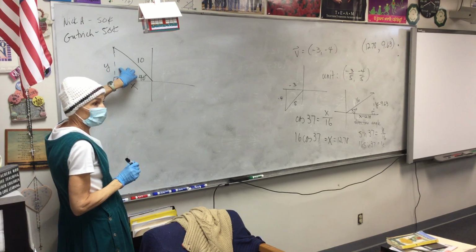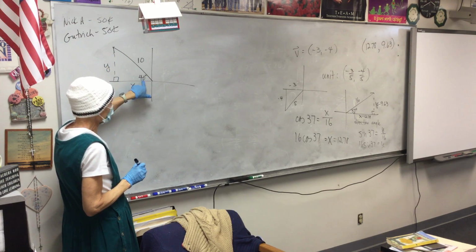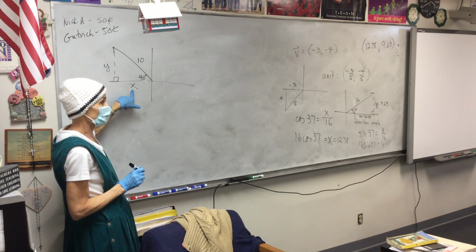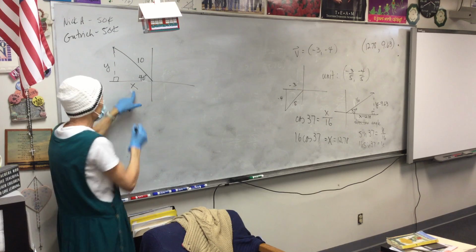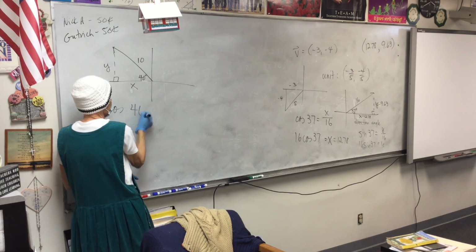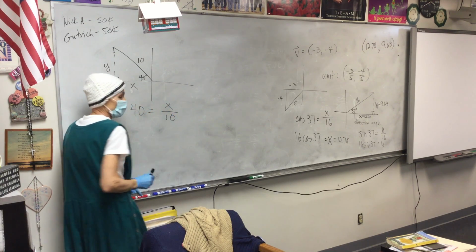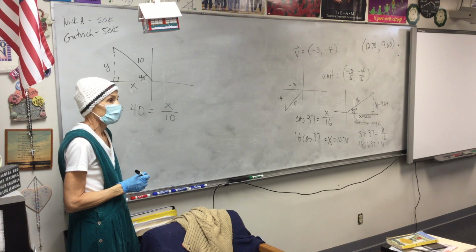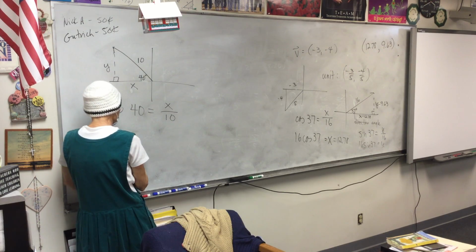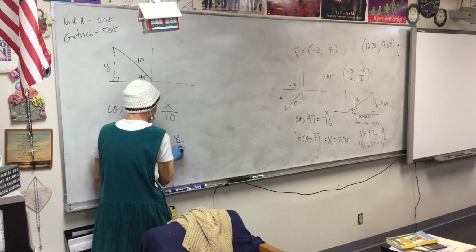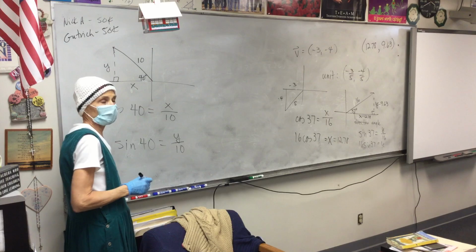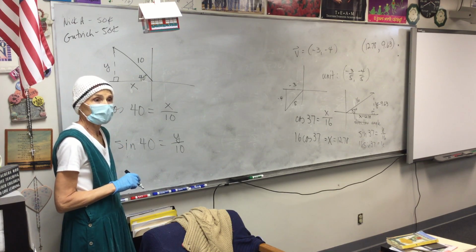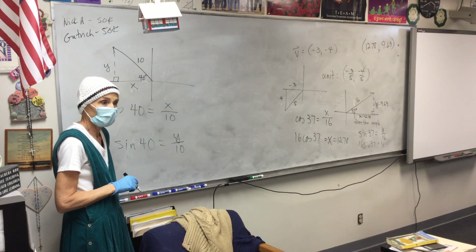Yeah, this is a right triangle, right? Right. So with regard to that angle, which side is this? Opposite, adjacent, or hypotenuse? Adjacent. So cosine 40 equals x over 10. Would you agree with that? Yeah. You could say sine 40 equals y over 10. Which one you start with does not matter. But I'll tell you this, cosine will always go with x and sine will always go with y.